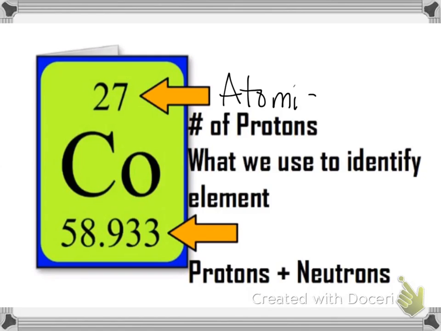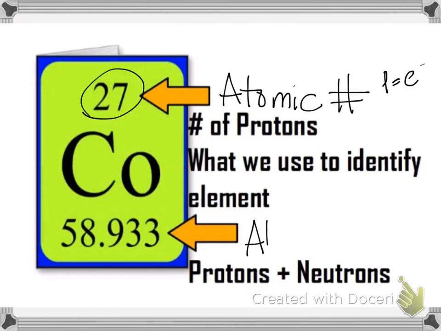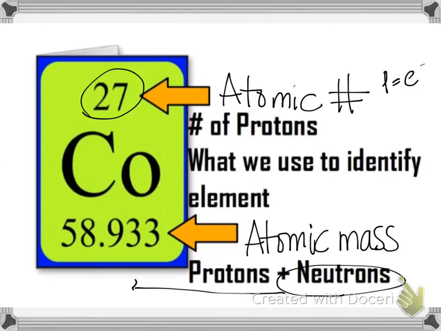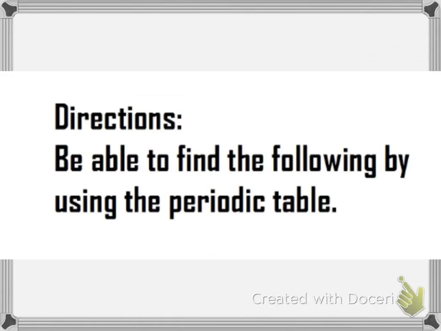Okay, next we see the atomic number, and the atomic number is the number of protons. This is how we usually identify an element, and remember that the number of protons is also equal to the number of electrons. At the bottom we have the atomic mass, which is the number of protons plus the number of neutrons. So if anybody asked you to find the number of neutrons, you would take the atomic mass minus the atomic number, because that's the number of protons, and that would give you the number of neutrons.